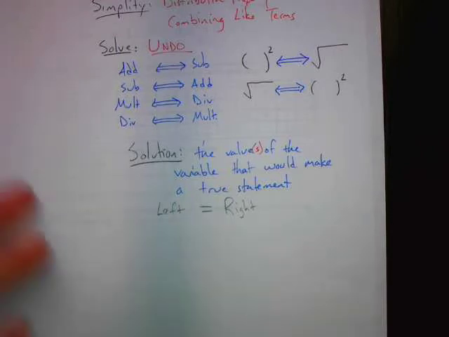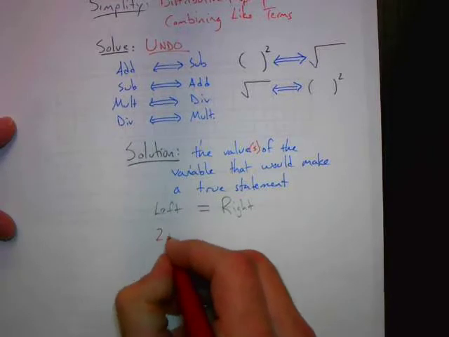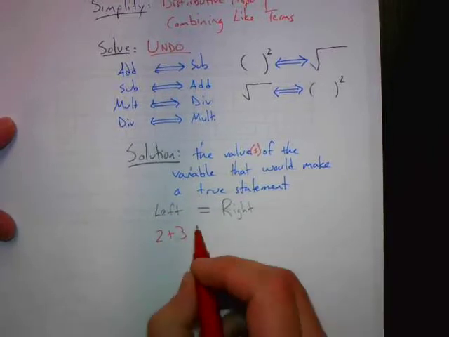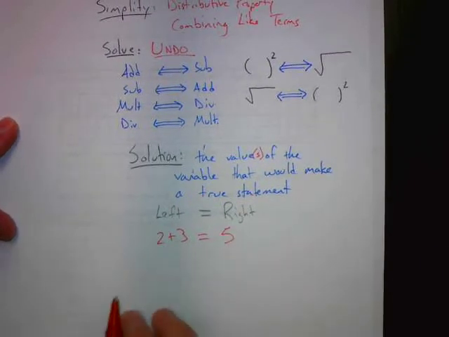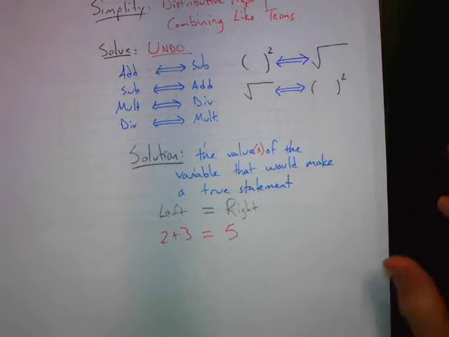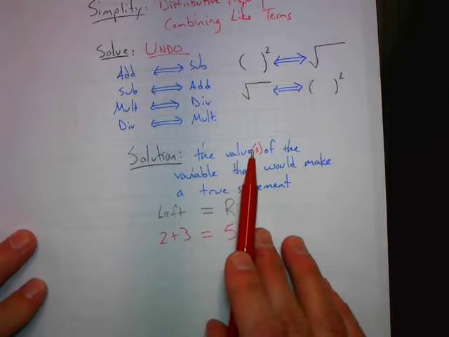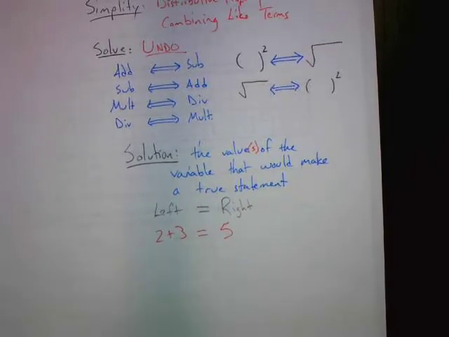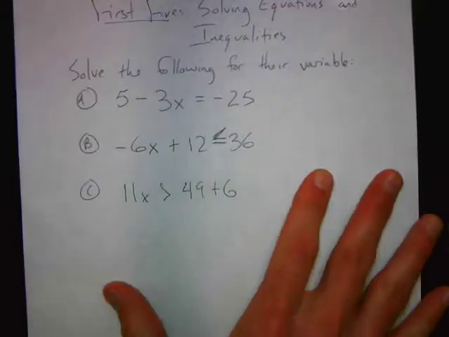Just a true statement is something that is equal. So for example, 2 plus 3 is equal to 5. Right? That is a true statement. 5 is equal to 5. Okay, so the solution is, when you're dealing with a variable, the value or values of that variable that would make a true statement. And so that's what we're talking about when we're talking about solving.